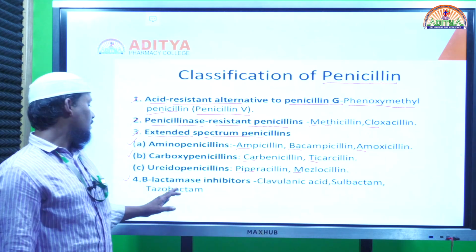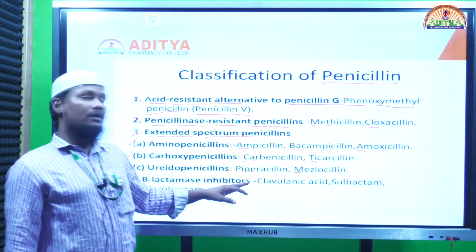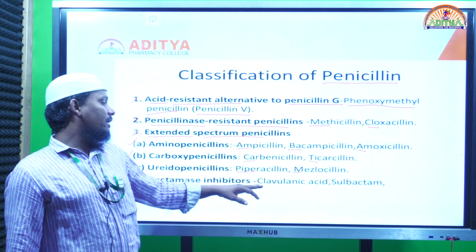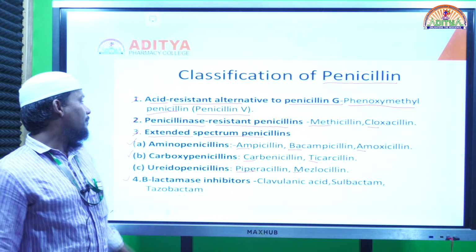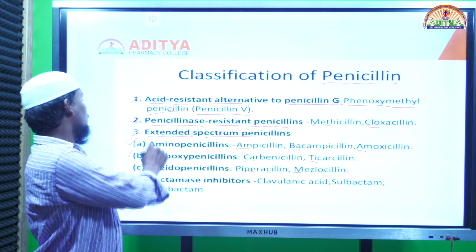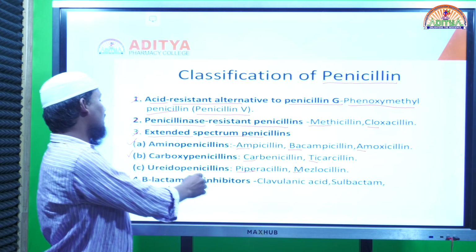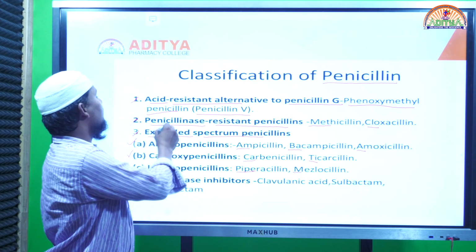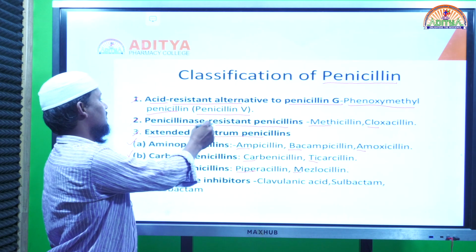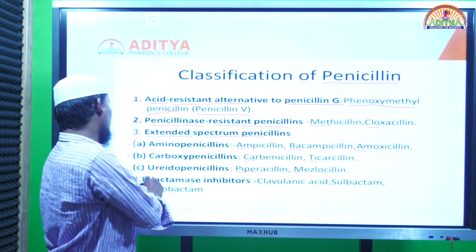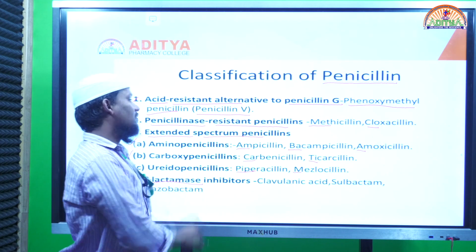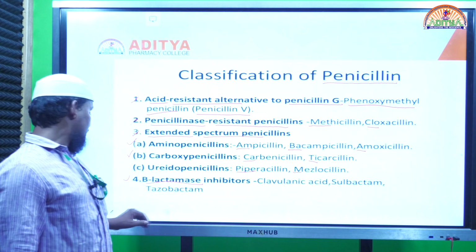And the last one is beta lactamase inhibitors. Okay, so clavulanic acid, sulbactam and tazobactam. You have to know the difference between the beta lactamase inhibitors and penicillinase resistant penicillins. Penicillinase is one enzyme and beta lactamase is another enzyme. So moving to the next slide.